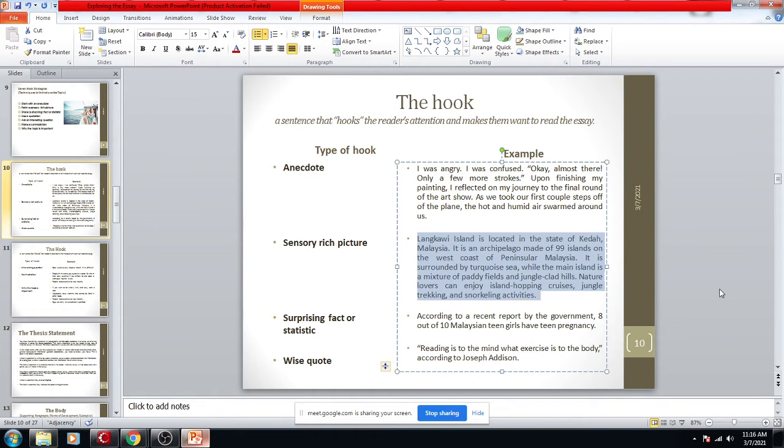Langkawi Island is located in the state of Kedah, Malaysia. It is an archipelago made of 99 islands on the west coast of Peninsula Malaysia. It is surrounded by turquoise sea, while the main island is a mixture of paddy fields and jungle clay fields. Nature lovers can enjoy island hopping cruises, jungle trekking, and snorkeling activities.